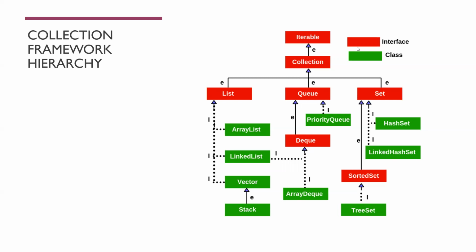If you can see the legend, the red ones are interfaces and the green ones are classes. All the ones in green are called classes, and List, Queue, Set, Collection, Iterable, all these are called interfaces. If you want to implement an interface from a class, you need to use the implements keyword. If you want to extend a class from a class, you need to use the extends keyword.